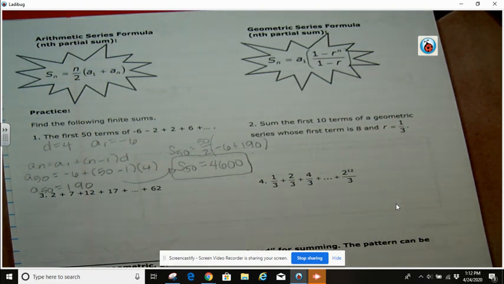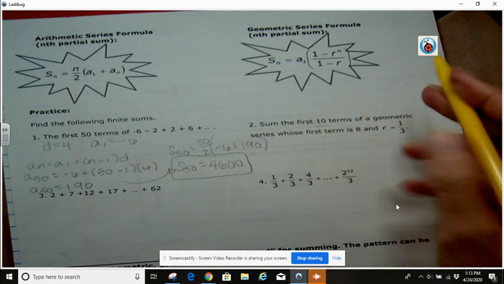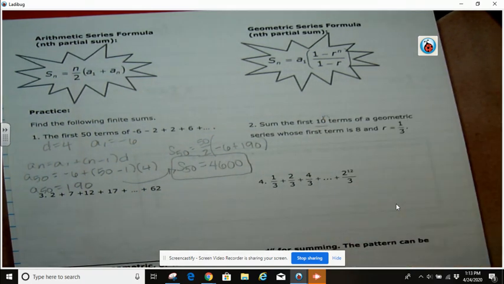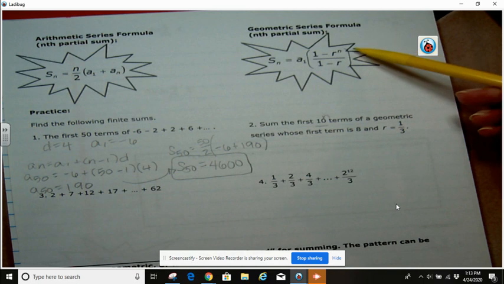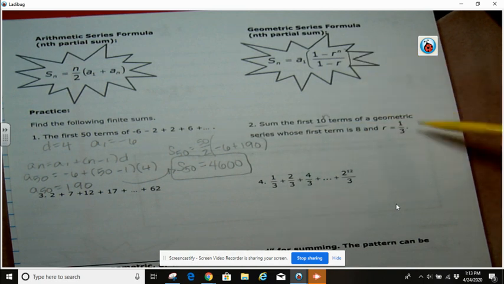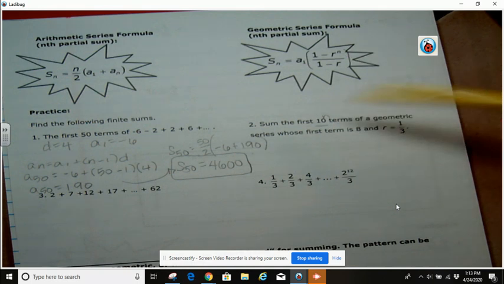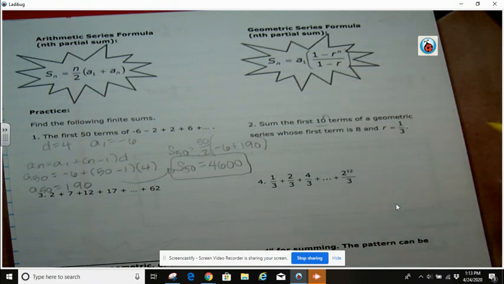Okay, for number 2, it tells us it's geometric. It gives us a sub 1 and it gives us r. And it also says to find the sum of the first 10 terms, which is telling us what n is. So if you look at this formula, I need to know the first term. They gave it to me. I need to know r. They gave it to me. And I need to know what n is. In other words, how many terms do I want to add together to get this sum? And they said 10. So they've given me everything I need for this formula.